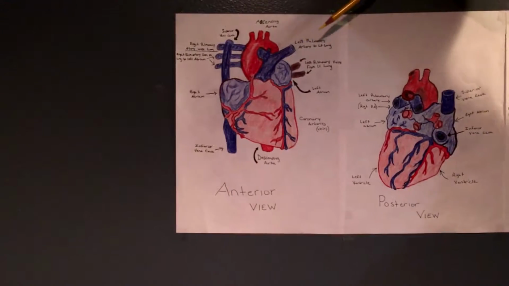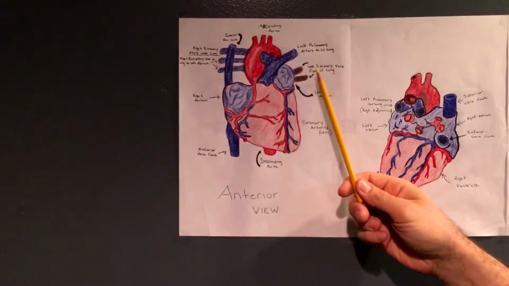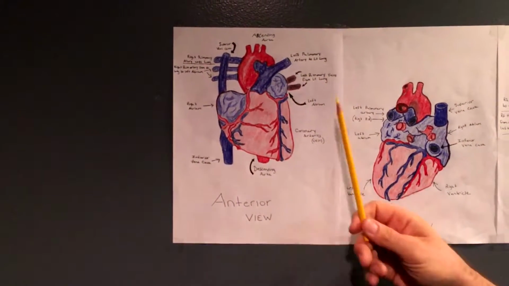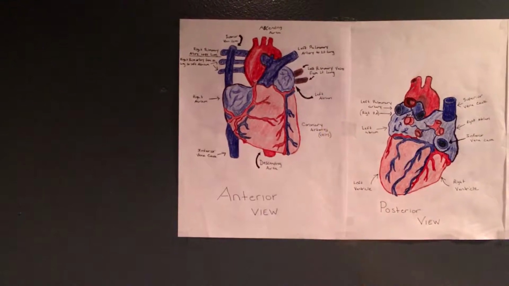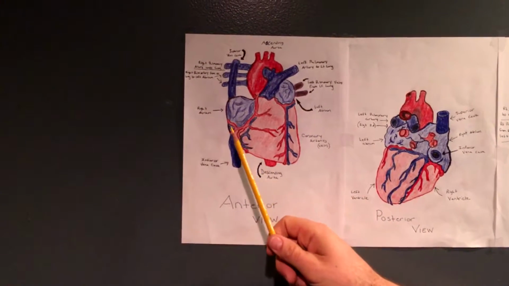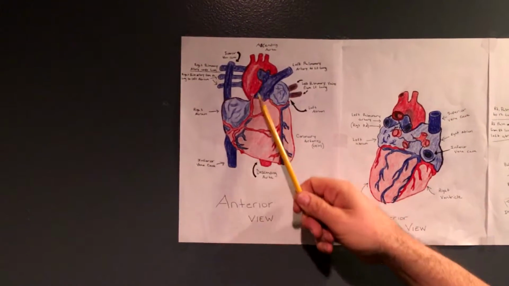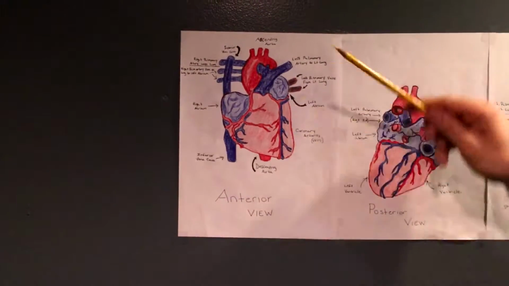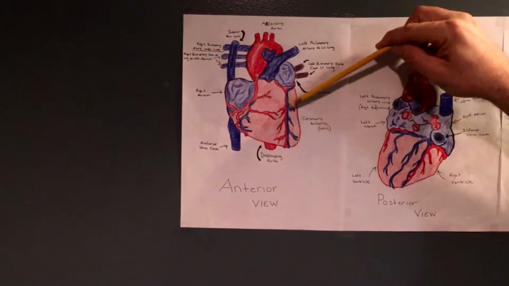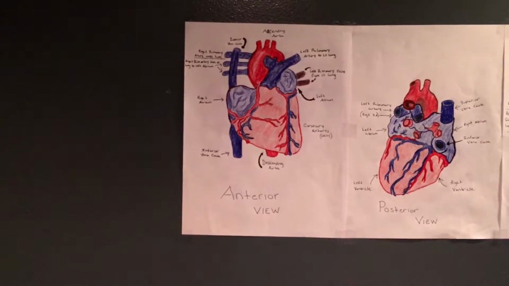Your left pulmonary artery goes to your left lung. Your left pulmonary veins is returning. Here's your left atrium and coronary arteries and veins. So one thing I want to point out is where you see red, that means it's oxygenated blood. Where you're seeing the blue, bluish purple, is blood without oxygen in it.